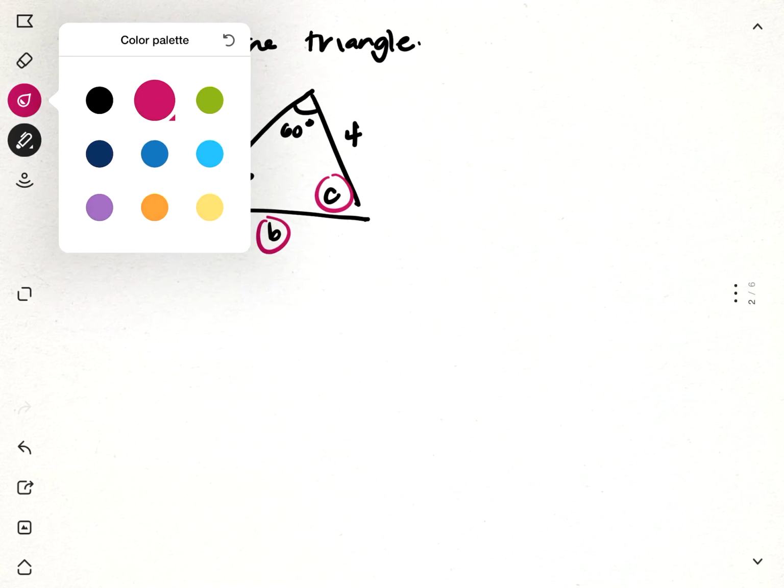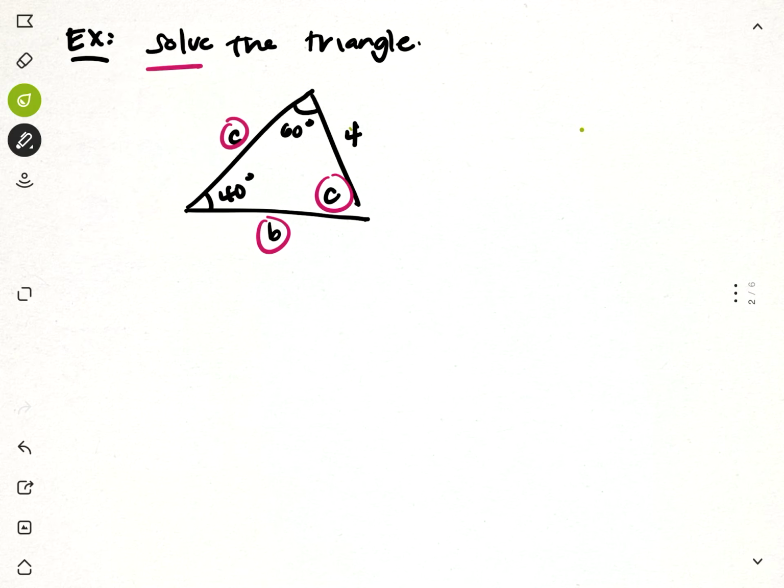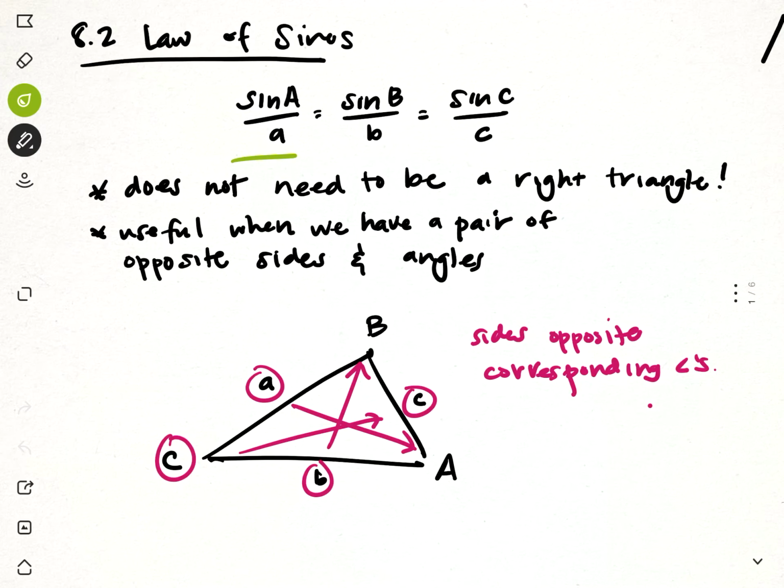Let me change colors here. So we've got this 4 and this 40. And then we're going to look at the other information that we have. We have this 60 degree and we're trying to find B. If we go back here, we know that the law of sines states that sine A over little a is the same thing as sine B over little b, which is the same thing as sine big C over little c.